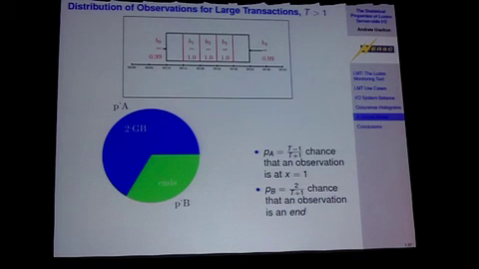Okay, and I'm going to refer to PA and PB later on. These are the different cases. You break it out into the 4 different possible cases. P sub A is the chance that an observation is right at 1, and P sub B is the chance that an observation is smaller than 1, one of these n pieces, and this is for big transactions.